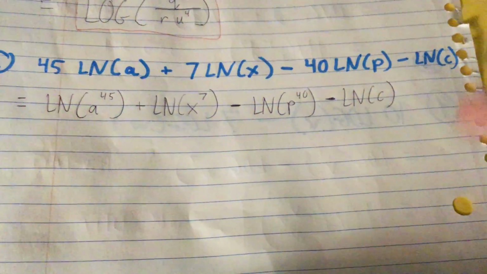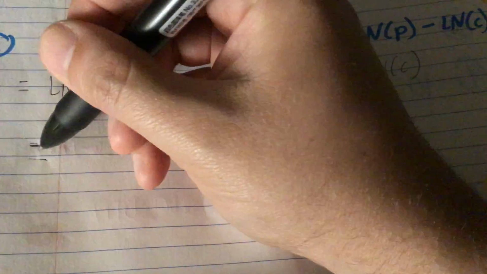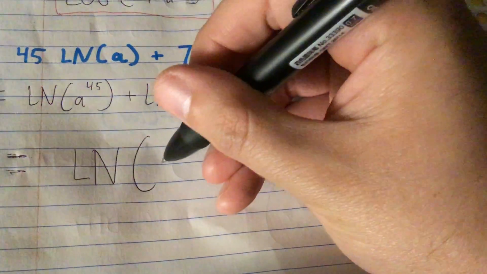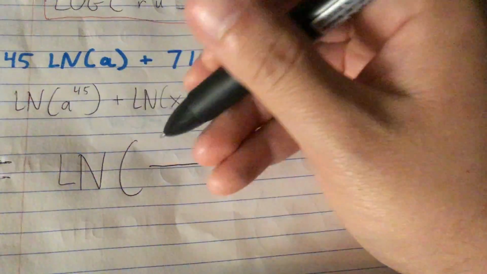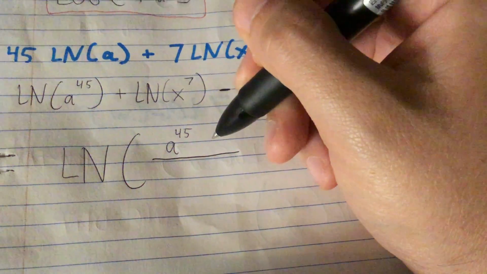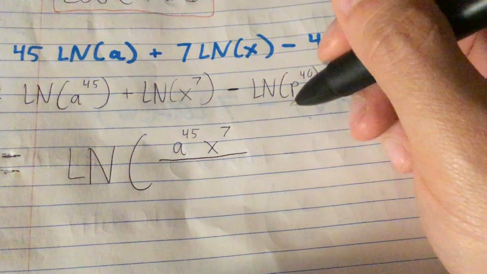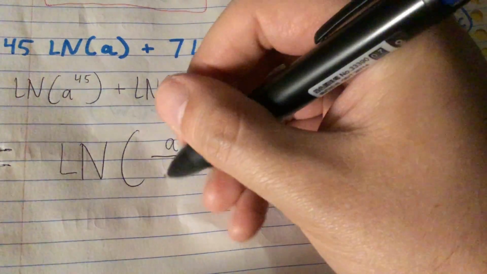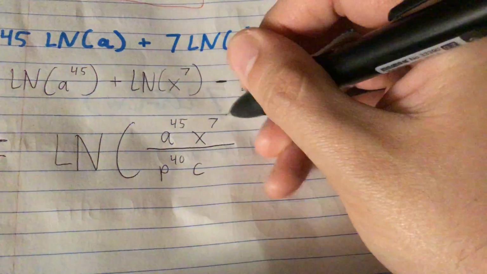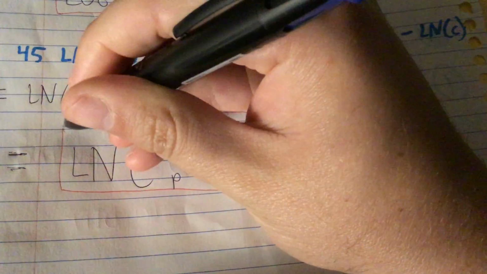Positives on the top, negatives on the bottom. Let's go. So now I've got the natural log of a fraction now, where a to the 45th is a positive, so it goes on the top. X to the 7th is a positive, so that goes on the top. P to the 40th is a negative, so that can go on the bottom. And c, there's no exponent, so I'm going to leave it like that. And that's how we completely condense a logarithm.